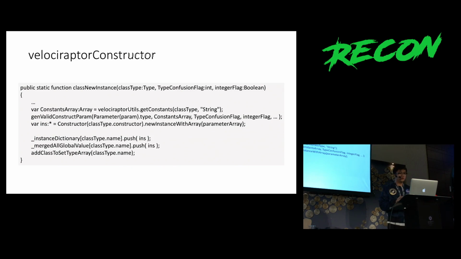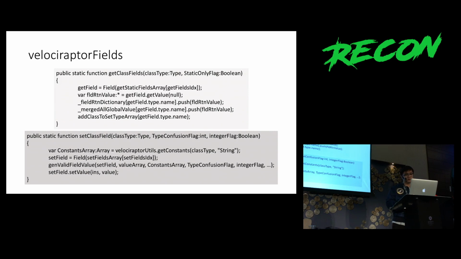The Constructor class is not very complicated. It firstly calls get constant, which we'll introduce later, and then generates valid parameters. After that, it calls new instance. At last, it pushes return values to global variables.